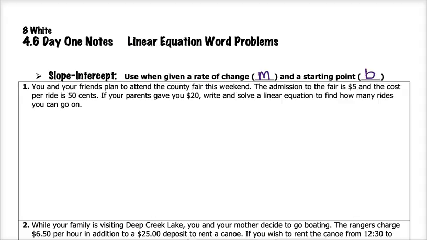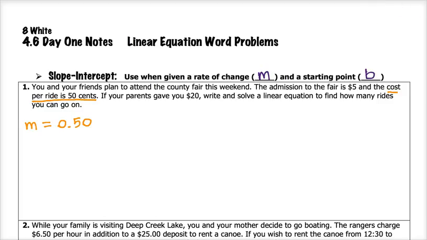The rate of change is the cost per ride. Okay, the cost per ride we can see is 50 cents. So every time you go on a ride, you increase your cost by 50 cents. Okay, so that's how you can tell you have a rate of change there, is if your cost or the amount depends on how many times you do something or how many things you buy. Okay, so 50 cents is our rate of change.